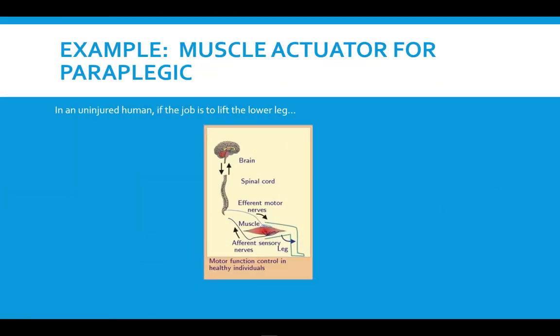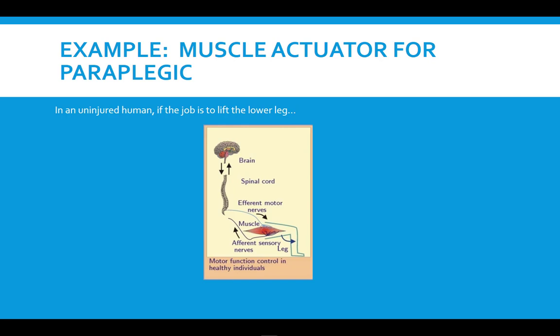For this example, we're going to look at a control system that was developed to assist a human who has a back injury, so someone, perhaps a paraplegic, to move his muscles on his own for the purpose of exercising those muscles so they don't atrophy.